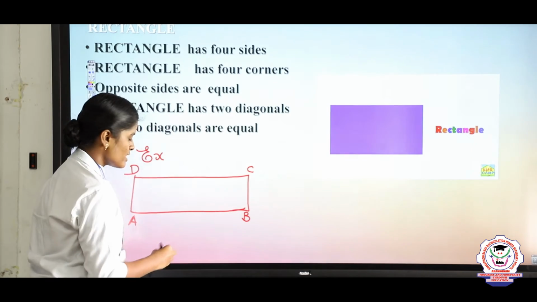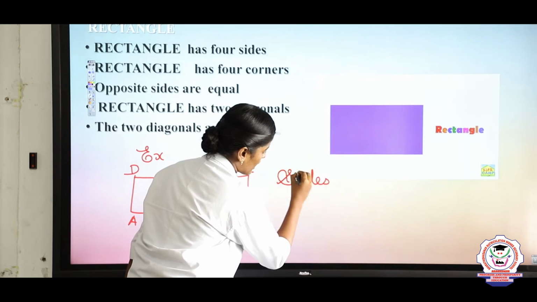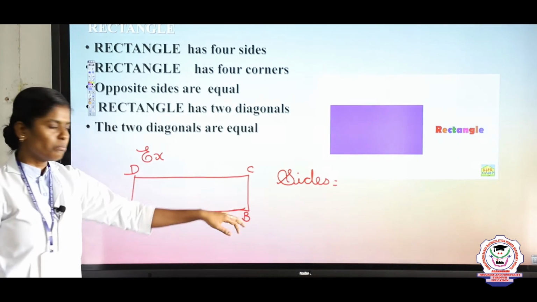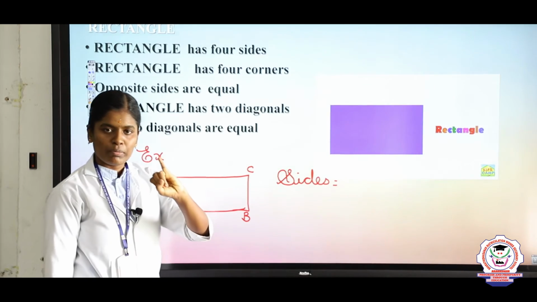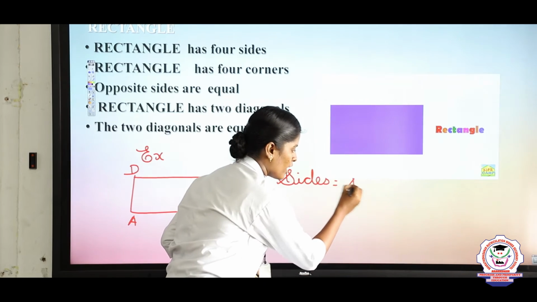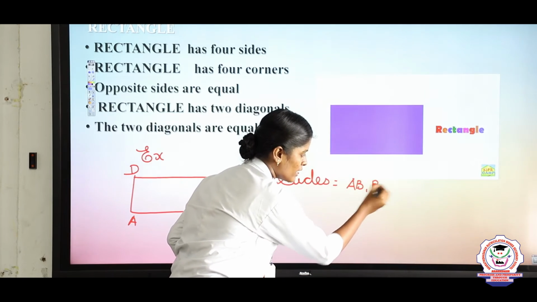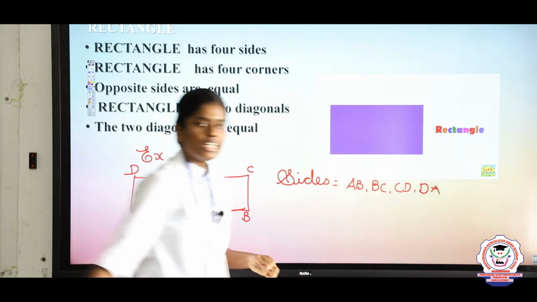So write the sides: AB, BC, CD and finally DA.